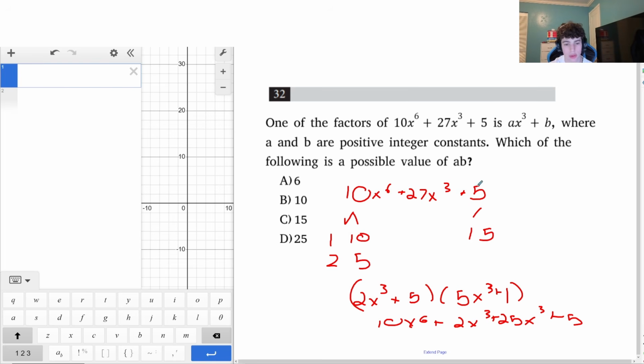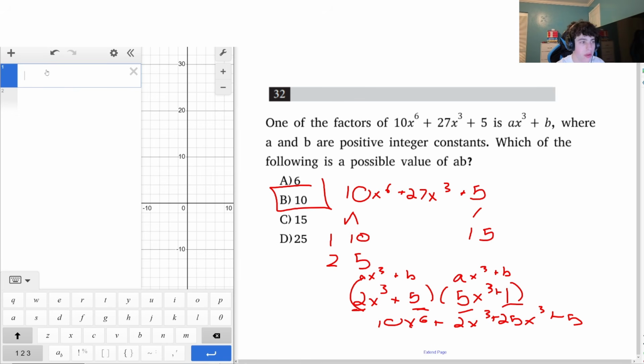So for ax cubed plus b, it could either be the 2 and 5 here or the 5 and 1 here. It actually wouldn't matter which one, because I could have this be 2x cubed plus 5 or 5x cubed plus 1. Either of these could be an ax cubed plus b. And obviously only one of those is an answer choice for a, b. We're going to get 2 times 5, which is 10.